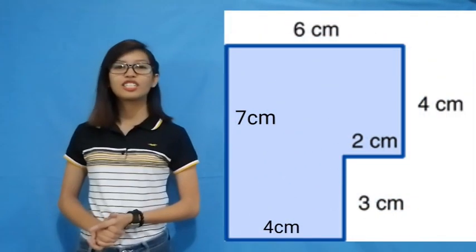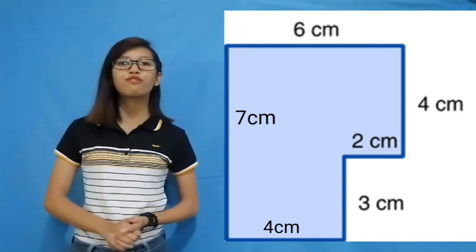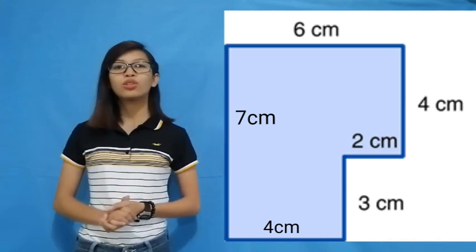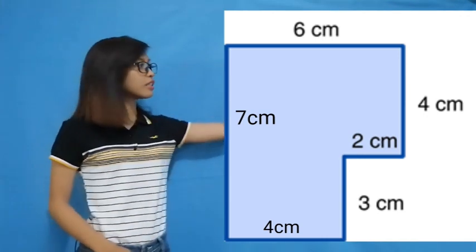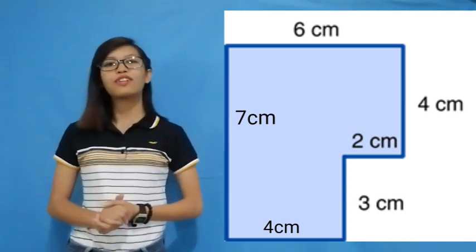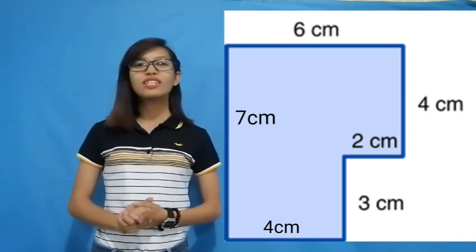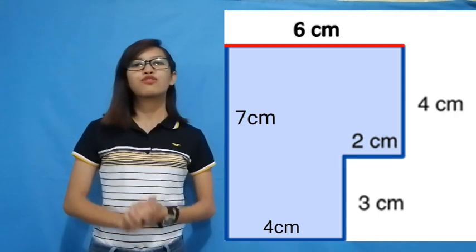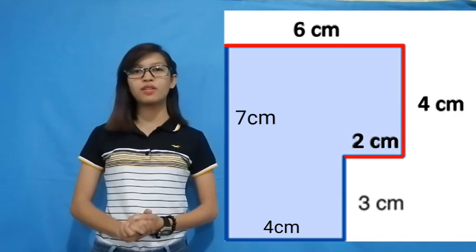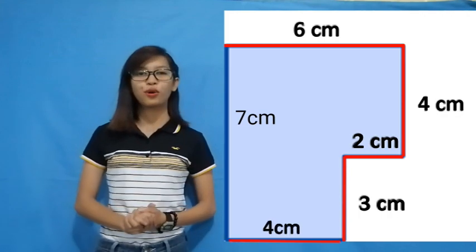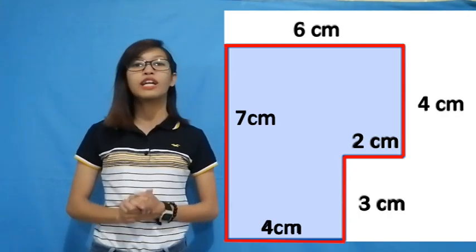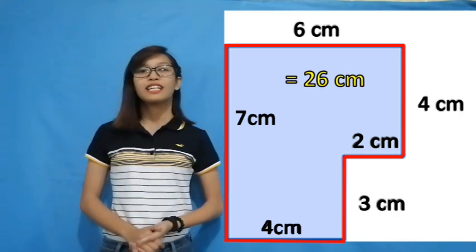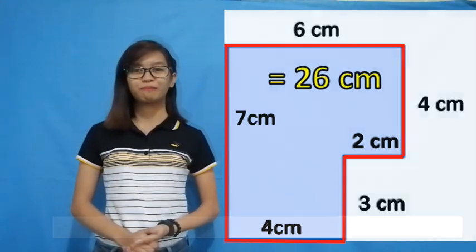In this irregular shape, we cannot use the second way of finding the perimeter, which is multiplying the measure of one side by the total number of sides, because each side of this shape has a different measure. Meaning, we just need to add the measure of all sides, which is 6 cm plus 4 cm plus 2 cm plus 3 cm plus 4 cm plus 7 cm is equal to 26 cm. So the perimeter of this irregular shape is 26 cm.